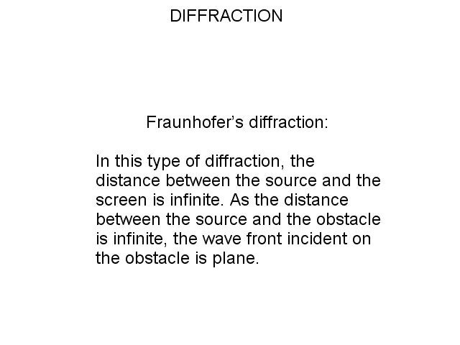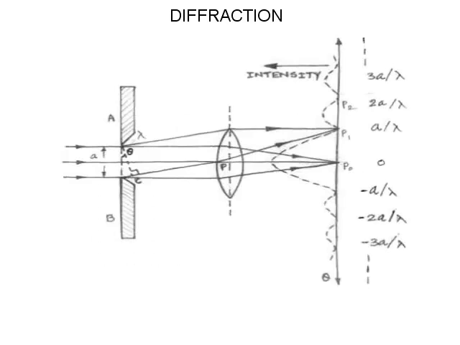The other one is called Fraunhofer's diffraction. In Fraunhofer's diffraction, the distance between the source and the screen is infinite. As the distance between the source and the obstacle is also infinite, the wavefront incident on the obstacle is plane. A biconvex lens is kept between the obstacle and the screen so that the diffraction pattern is observed on the screen in the focal plane of the lens.